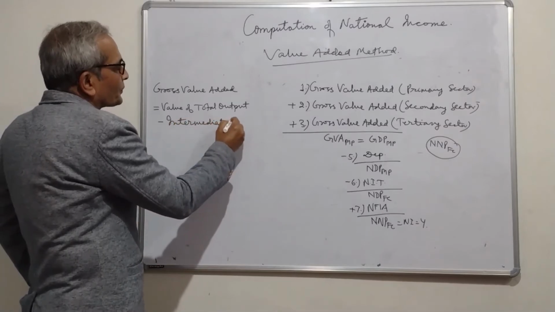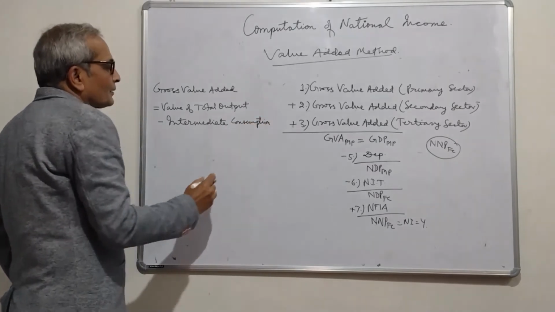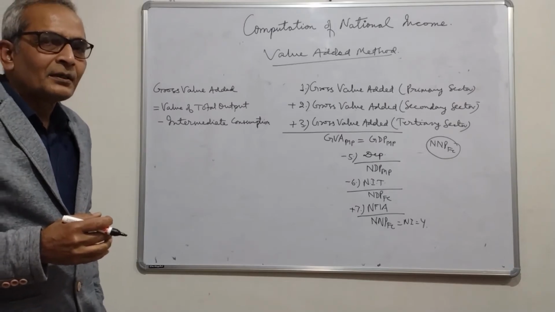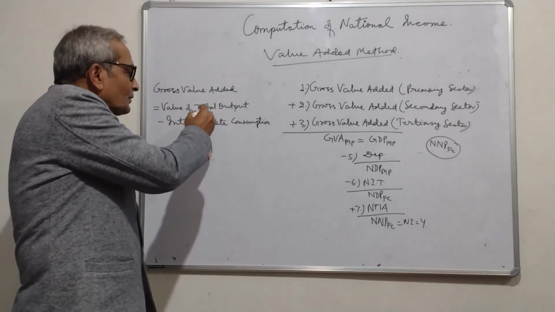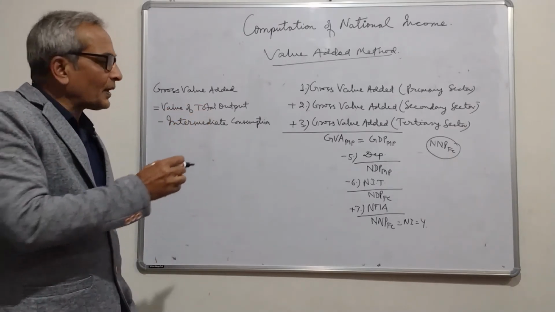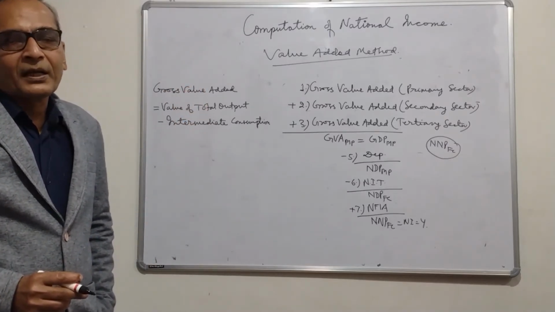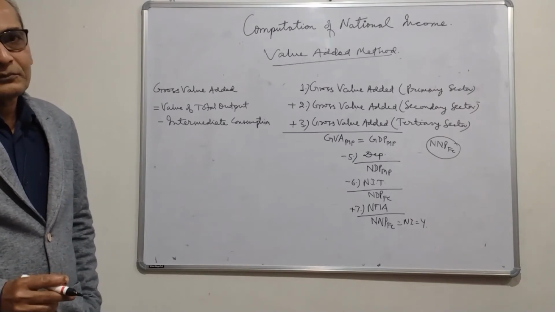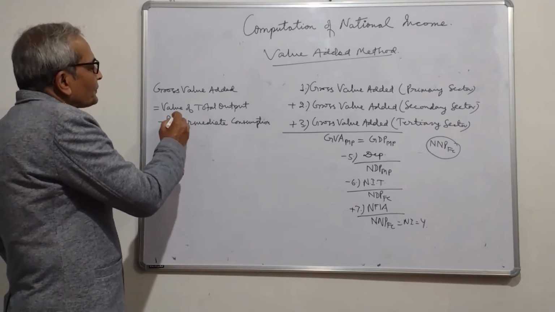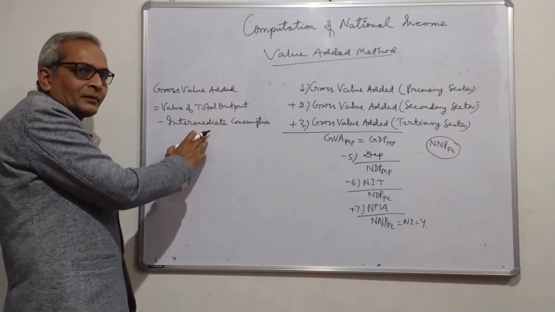Value of total output minus intermediate consumption. Now just recall the example of the carpenter that we have seen. His value of total output was 5,000 and his intermediate goods were 3,000. So 5,000 minus 3,000, that is 2,000, is the gross value added. Right?